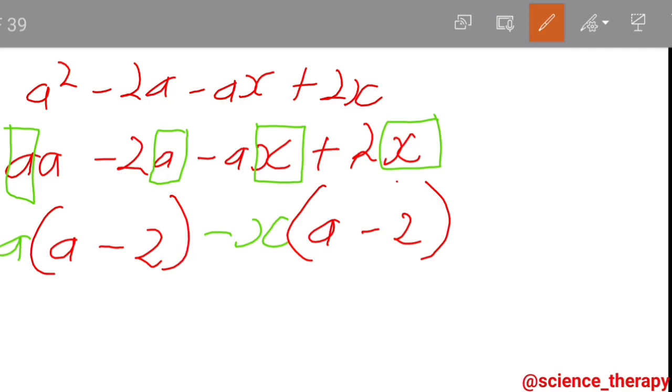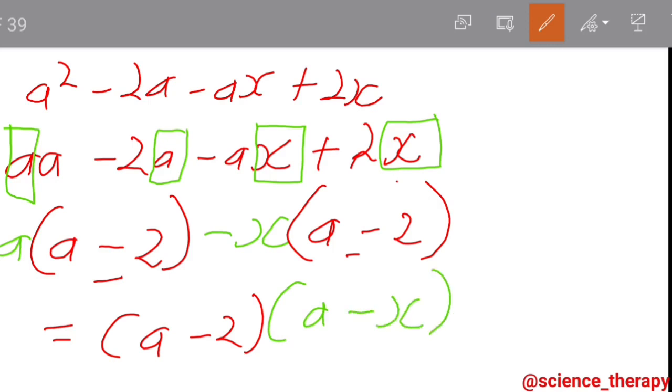Now let's check what's going on here. We now have a common factor inside the bracket. What do we do? We write only one of that common factor, and then we group the other ones into their own bracket. Awesome.